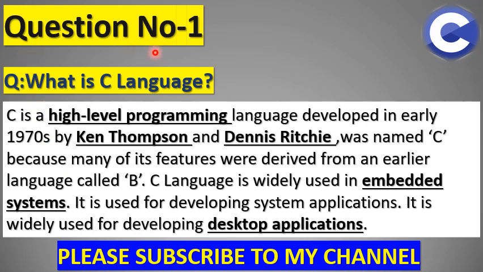Our first question is, what is C language? C is a high-level programming language developed in the early 1970s by Ken Thompson and Dennis Ritchie. It was named C because many of its features were derived from an earlier language called B. C language is widely used in embedded systems. It is used for developing system applications. It is widely used for developing desktop applications.